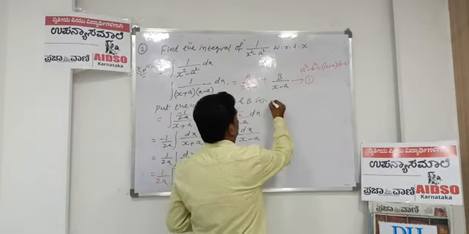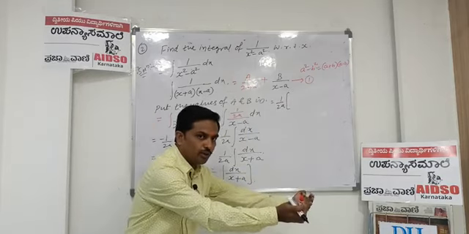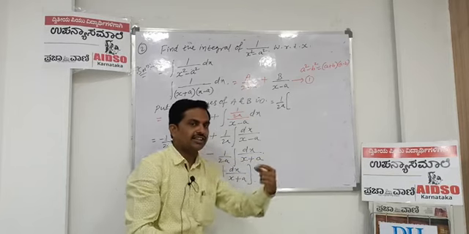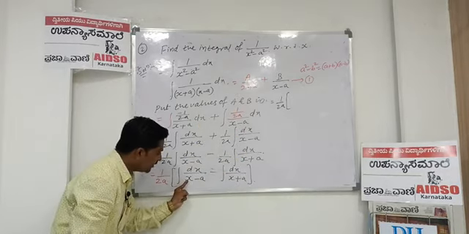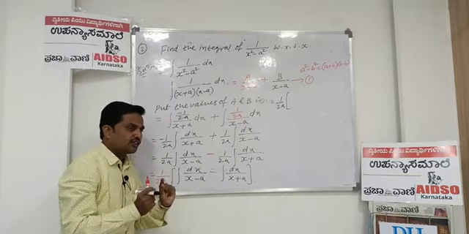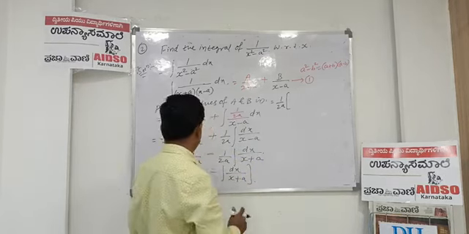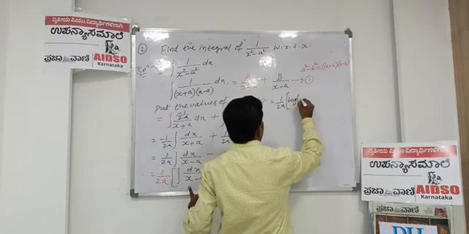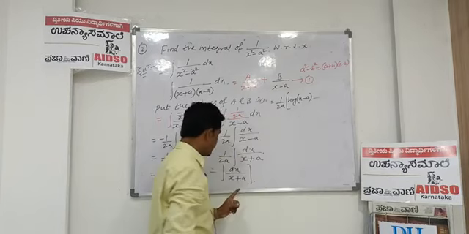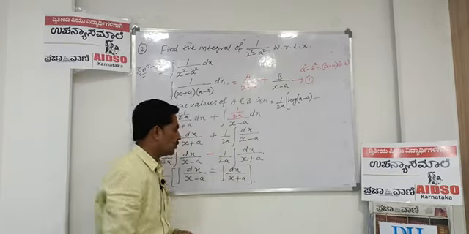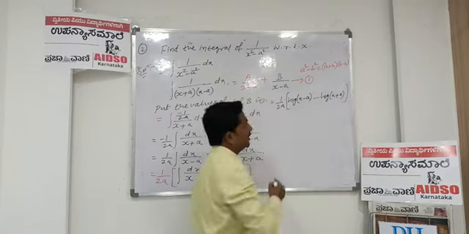1 by 2a as it is. As in the previous case, I hope you remember, the integral of f dash of x dx upon f of x is equal to log f of x. Here the derivative of x is 1, so it takes the same form. So this becomes log of x minus a, minus, also the same, the derivative of x is 1, log of x plus a. That is the part we have taken here.